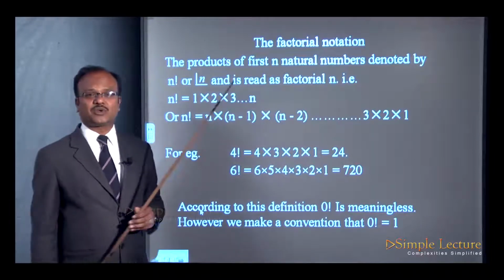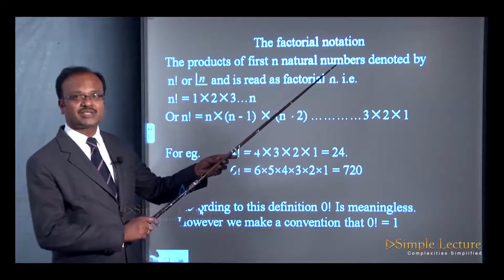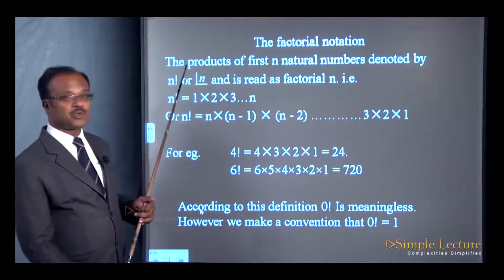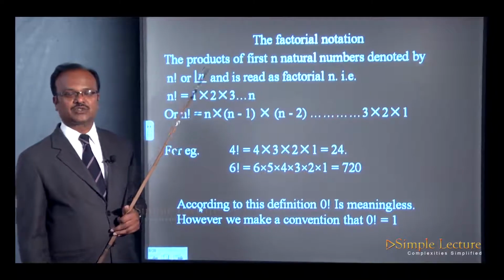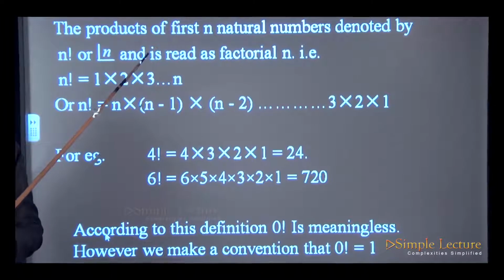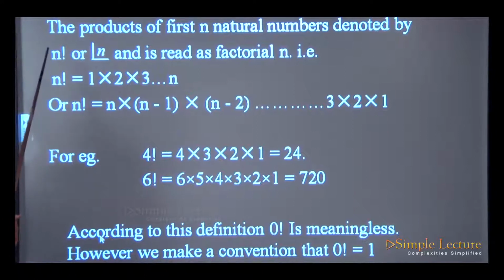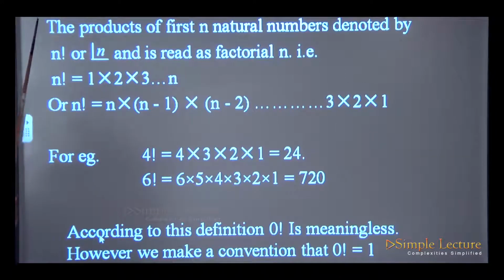So, what is factorial notation? The product of the first n natural numbers is denoted by n factorial or factorial n. You know what the first n natural numbers are. They vary from 1, 2, 3 up to n. They can be represented using the factorial notation. It is represented as n exclamation mark or an L symbol with n inside. It is read as factorial n, or you can also call it n factorial.